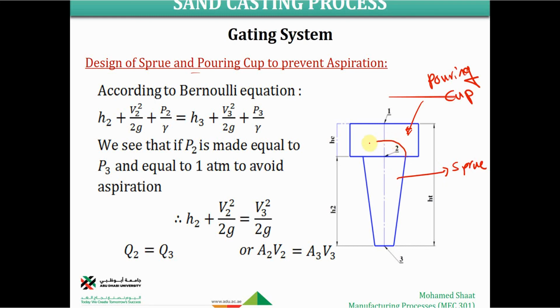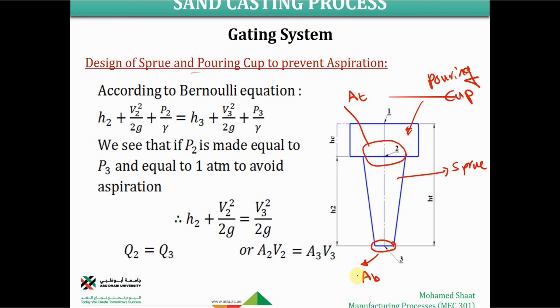So what does it mean? It means that it should have an area from the top. This is the area top of the down sprue. And it should have another area at the bottom. So this is the bottom area of the down sprue, and they should be different. So we are interested here in finding the relation between the area top and the area bottom.